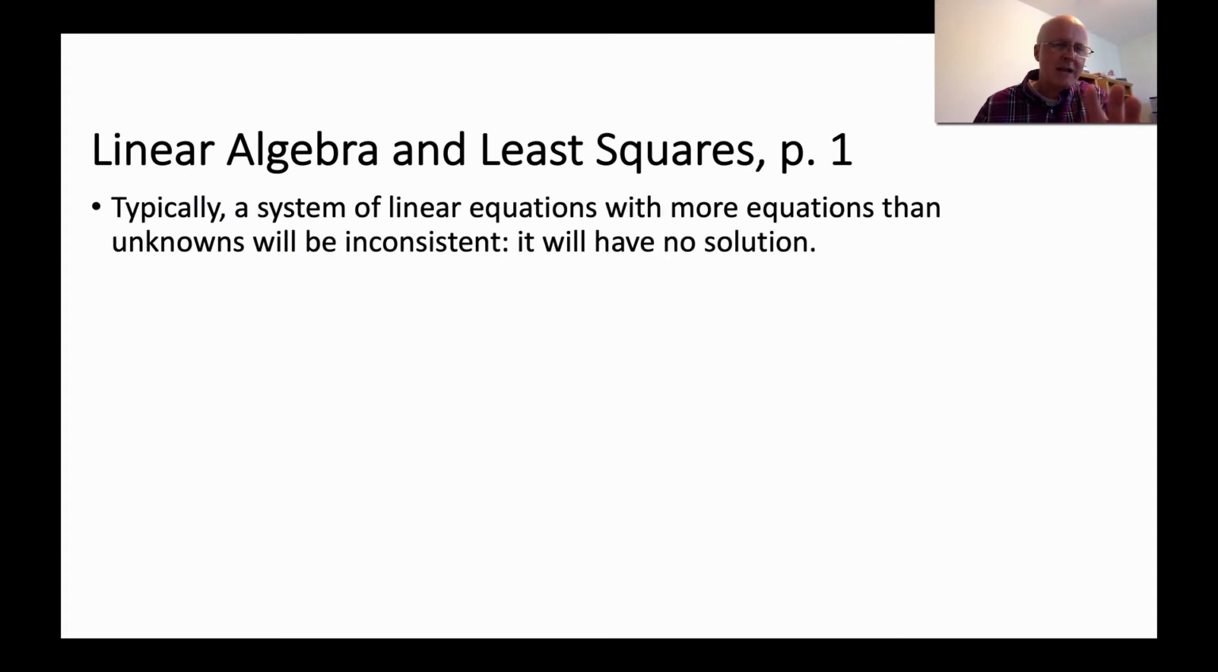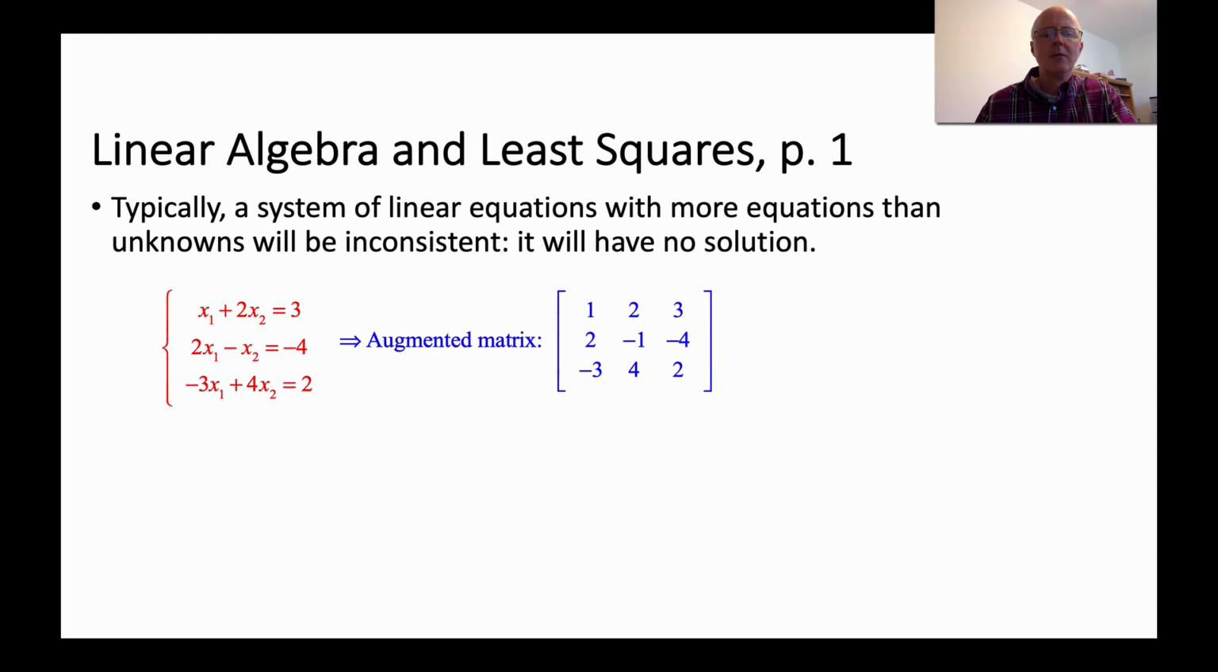Typically, so we're talking linear algebra here, not statistics, though this does apply to statistics. Typically, a system of linear equations with more equations than unknowns will be what's called inconsistent. It will have no solution. Here's an example. Here we have a system of linear equations, 3 equations, 2 unknowns, x1 and x2. If you try to solve this system for x1 and x2, you will not be able to find an answer.